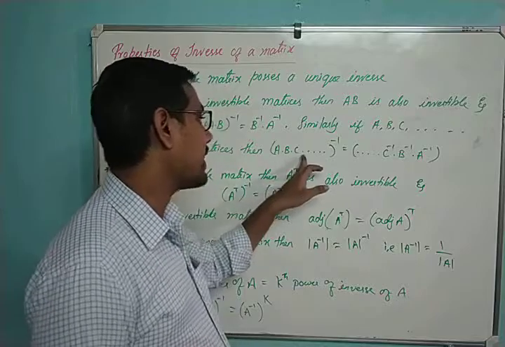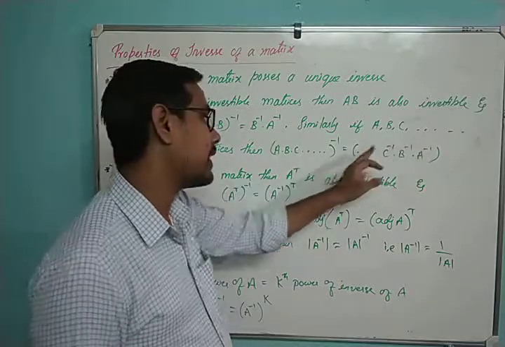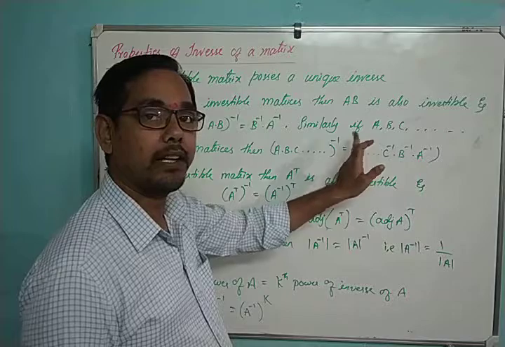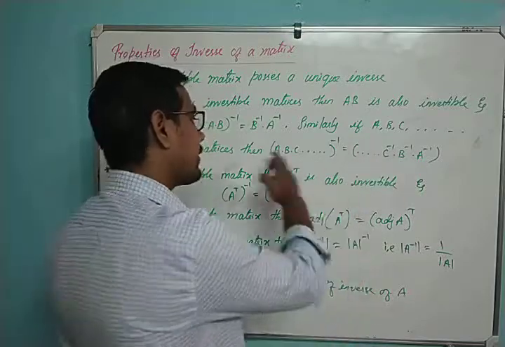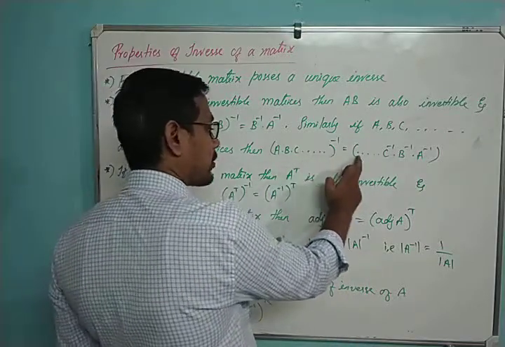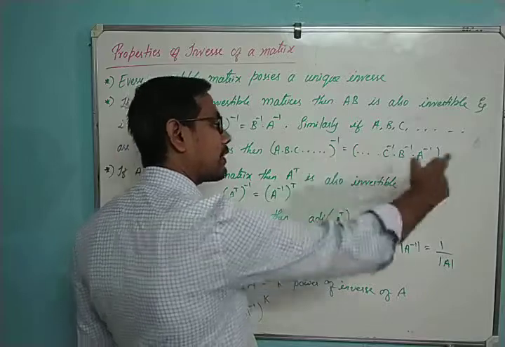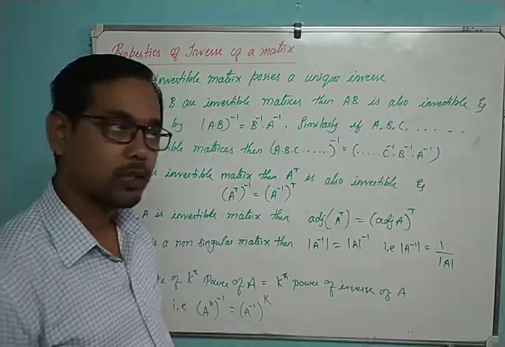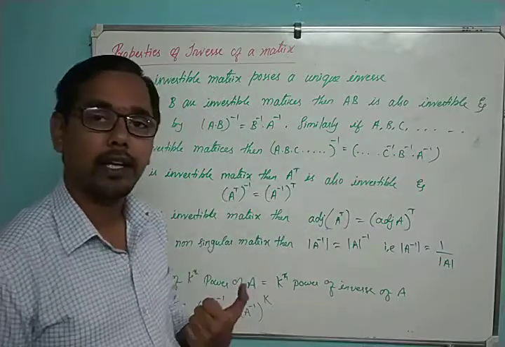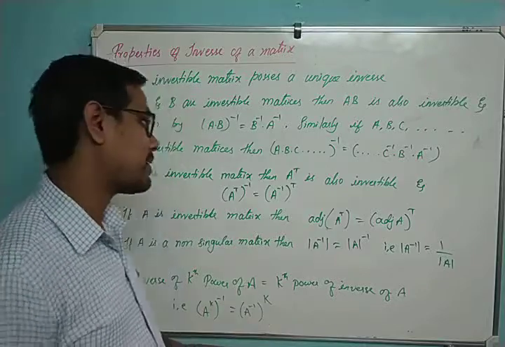If A, B, C, D, and E are taken, then it starts from E inverse into D inverse into C inverse into B inverse into A inverse. It is reversed: whatever is last here will be first here, right? It will start in reverse here, okay? So that is how the inverse of a product of matrices works.